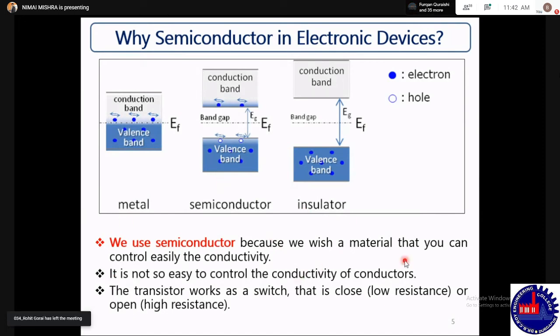Because we use a material that can easily control the conductivity. We cannot control the conductivity in metals because they are highly conductive. There is no obvious gap between the valence band and the conduction band. The moment they are connected to electricity, it starts flowing. On the other hand, in an insulator the band gap is quite wide, so it's very difficult to make it a conductor. But in between, we have a material called a semiconductor.